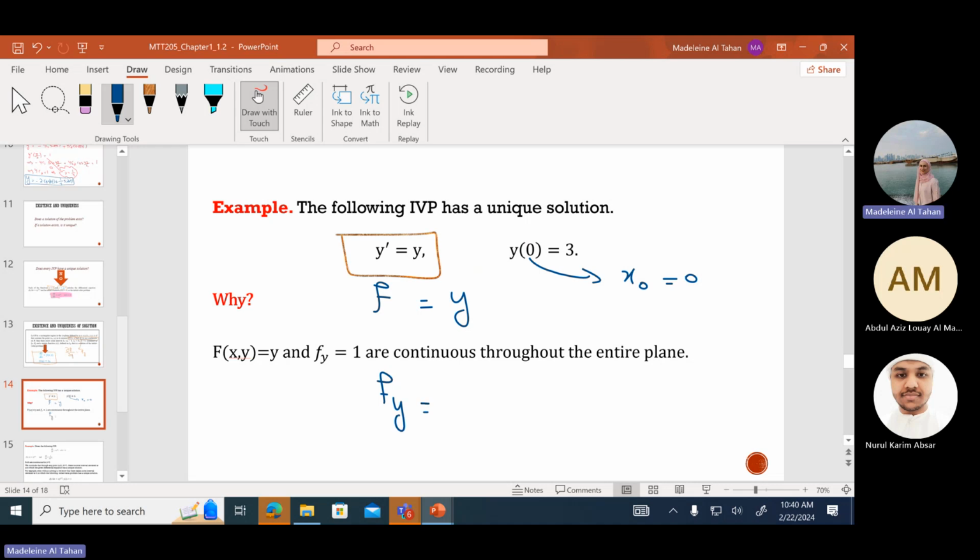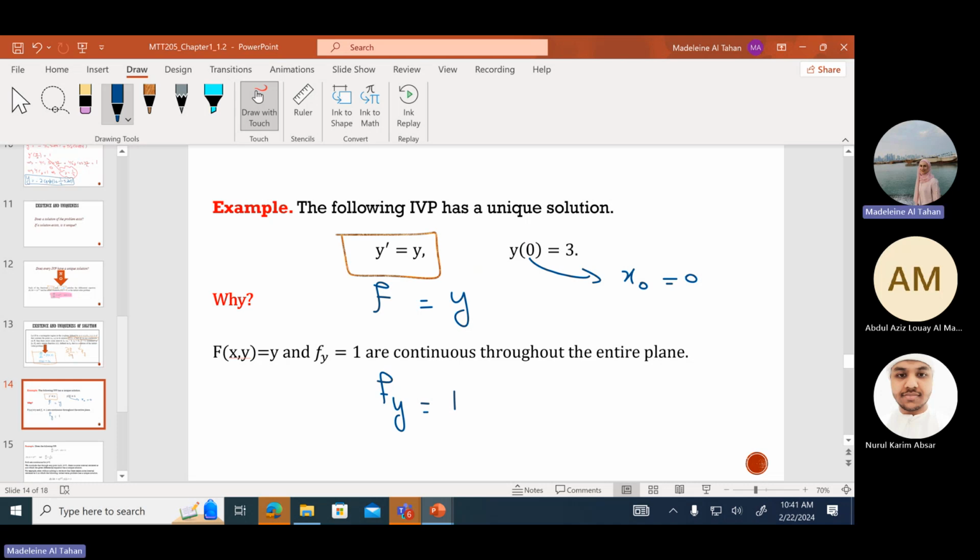Derivative of f with respect to y. What's the derivative of y with respect to y means? 1. Do we have problem in it? So this one, it doesn't have problem, and this one, it doesn't have problem. What do we mean by this one? Our differential equation, what does it have? Unique solution. Okay, miss?